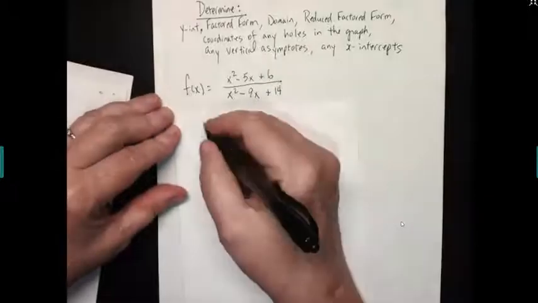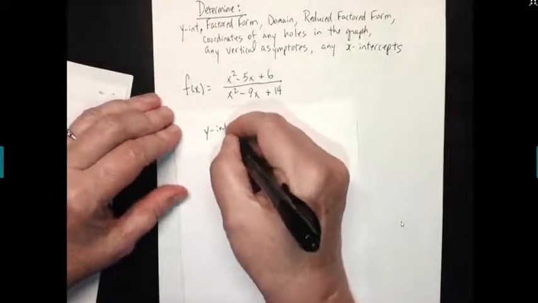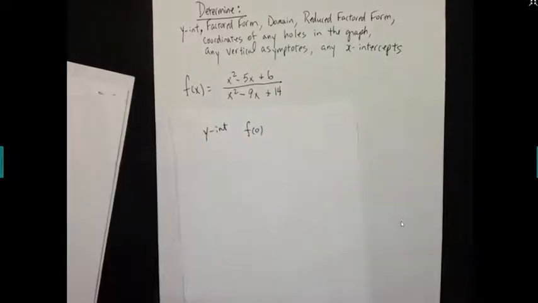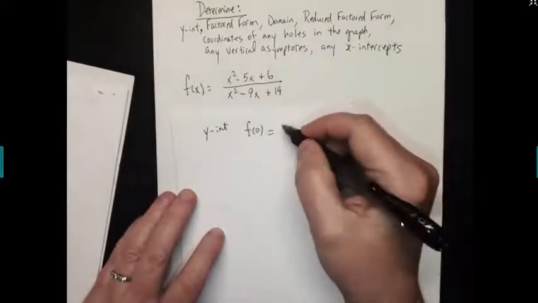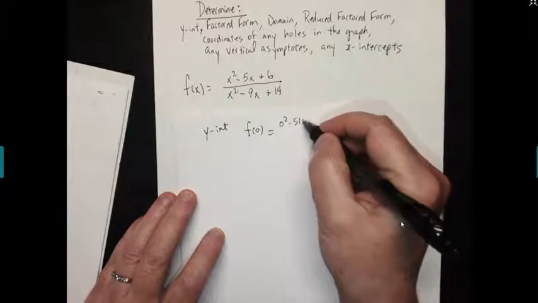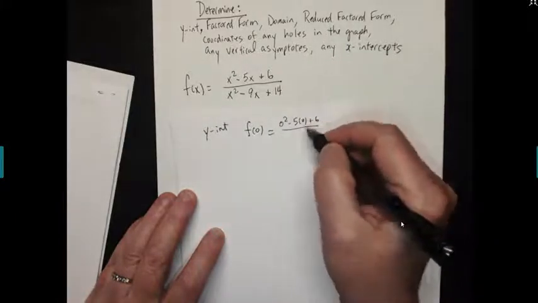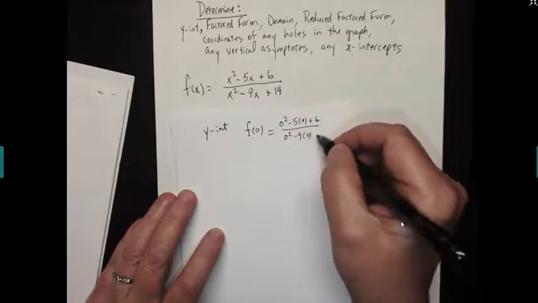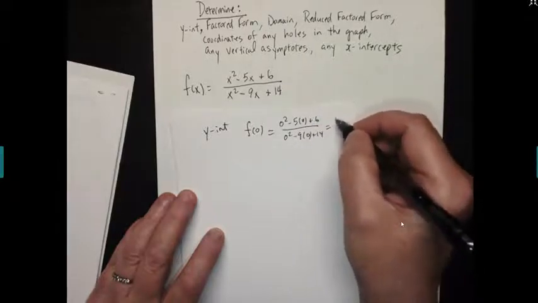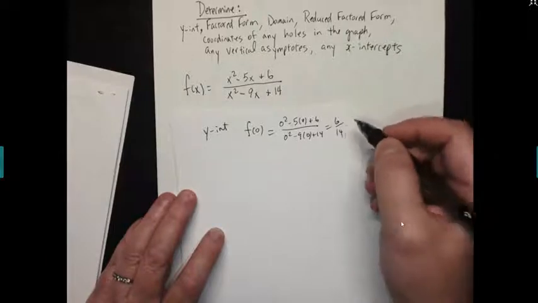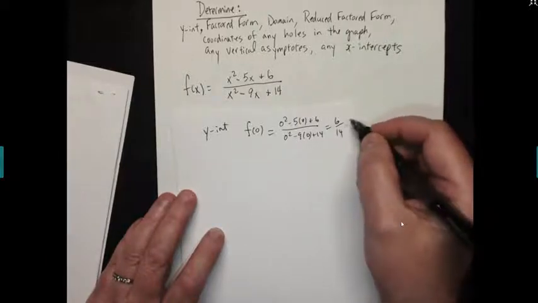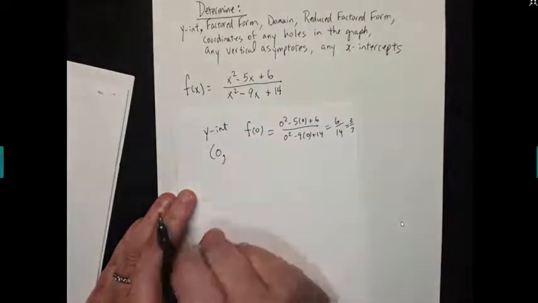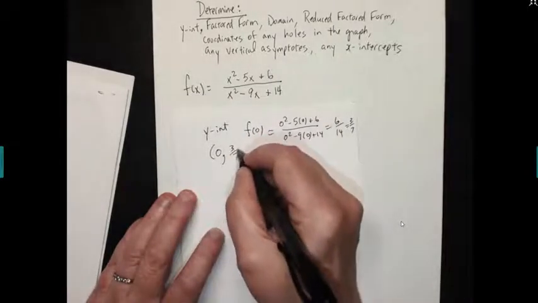if I want to get the y-intercept, I simply evaluate the function at 0. So the only thing I'm going to have left in the numerator is 6, and the only thing I'm going to have left in the denominator is 14. Of course, that will reduce to 3/7. So my y-intercept is the point (0, 3/7).